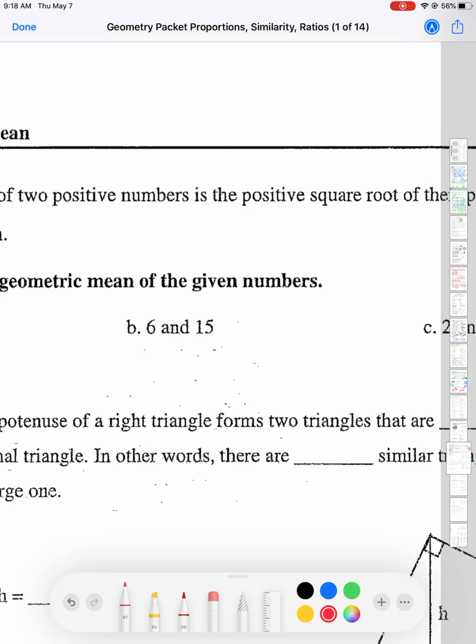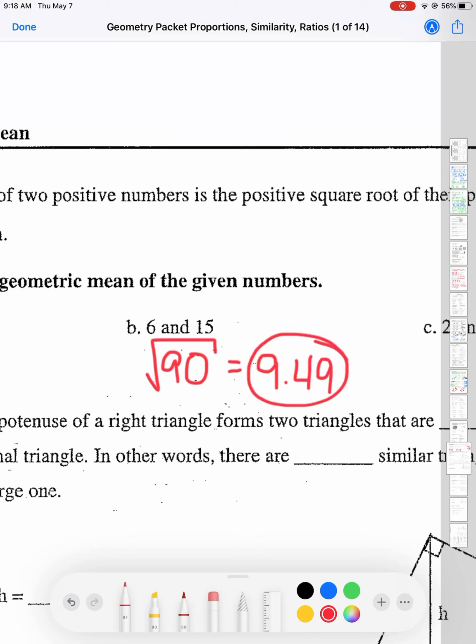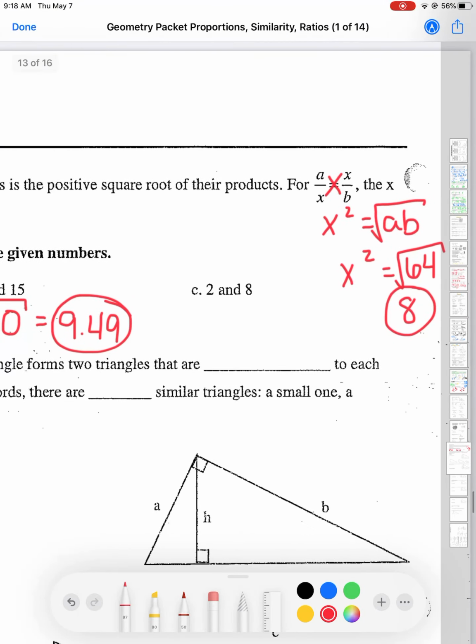6 and 15. When we multiply 6 and 15, we get 90. Now, when we take the square root of 90, it's not one of our nice numbers. So for now, we're just going to round to the nearest hundredth, and we get about 9.49. We'll learn how to get exact numbers in Algebra 2. For 2 and 8, you get 16 as the product. Take the square root and you get 4.